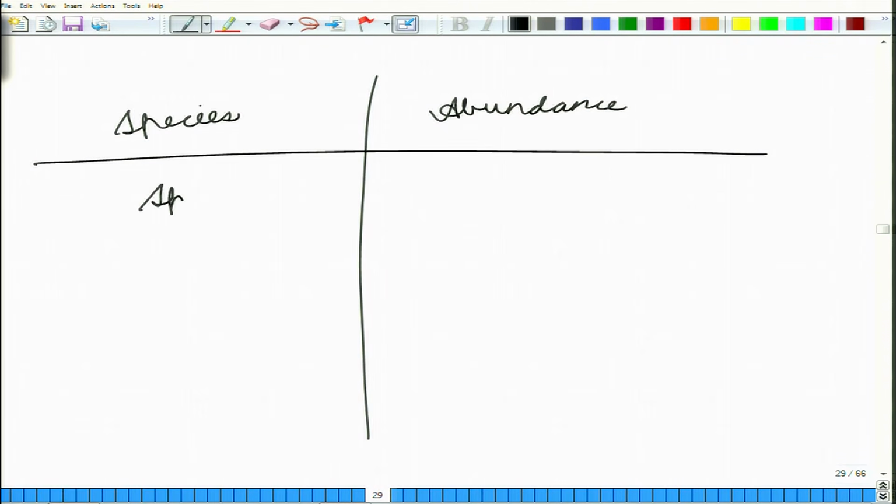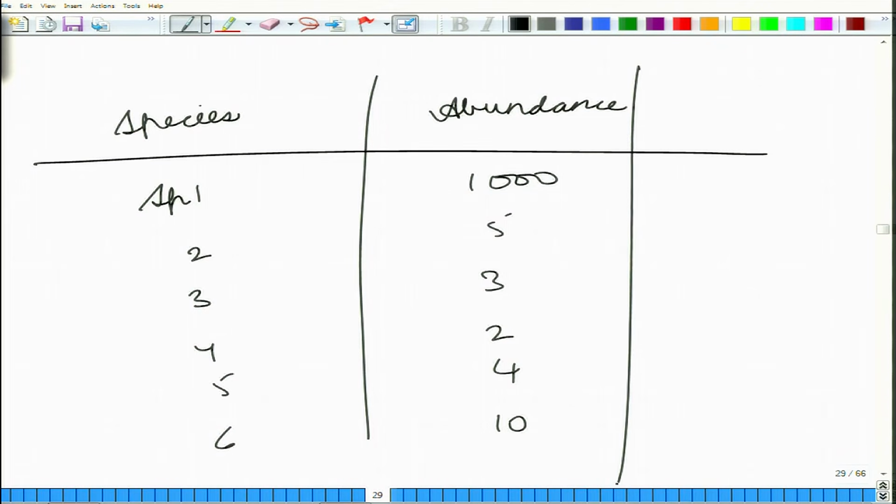So, you can have species 1, 2, 3, 4, 5, 6. Let us say that we have this community of 6 species, and the abundance is, say, species 1 has 1000 individuals, 2 has 5, 3 has 2, 4 has 10. Now, that is one sort of community.